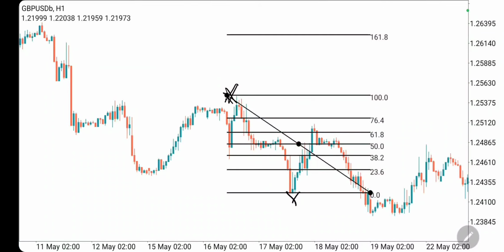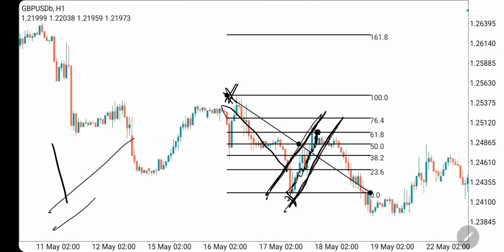So the market started retracing, and when it gets to 61.8, once the market starts retracing, I should draw my flag. I should enclose the retracement in a flag. This is the first leg of the flag. This is what I mean by a flag. This is the flag pattern. I made a separate video on flag patterns.